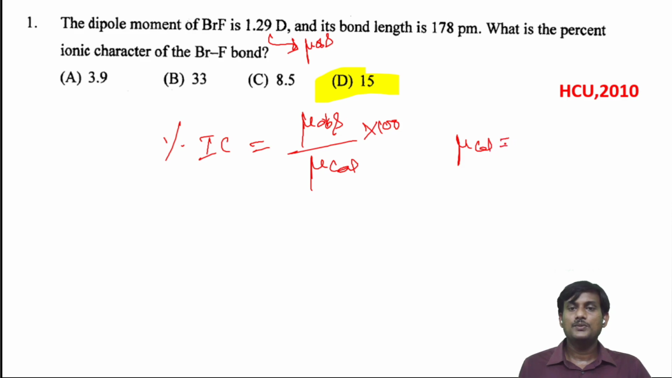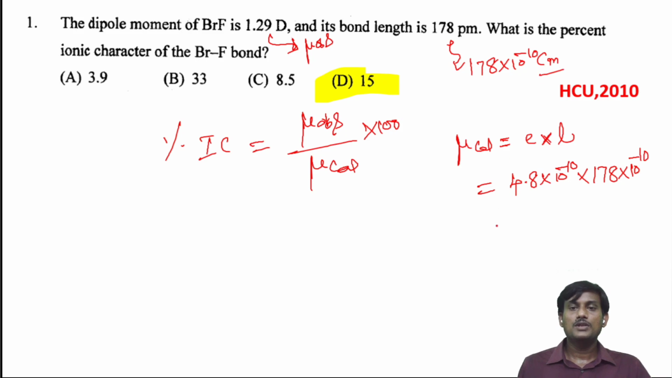Mu calculated is equal to charge on electron into the length. Here the charge on electron is 4.8 into 10 to the power of minus 10 electrostatic units, and the length is given as 178 into 10 to the power of minus 10 centimeters. When you convert 178 picometers into centimeters, you get that. When you calculate, you will get 8.544 into 10 to the power of minus 18 ESU centimeter.